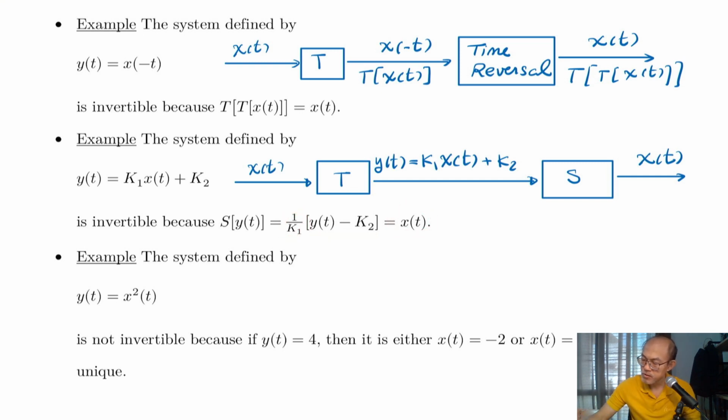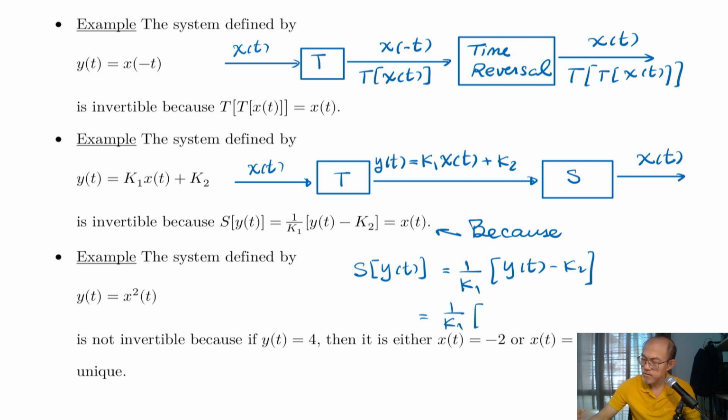Why? Because S of y is equal to 1 over k1 times (y(t) − k2), but y(t) is k1 x(t) plus k2. Then you subtract k2, and if you do that, you get x back.